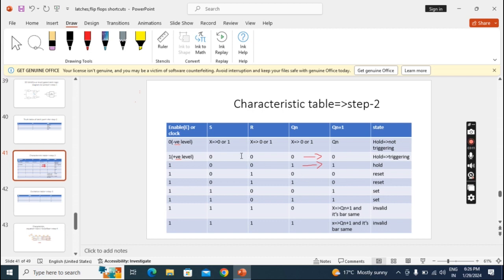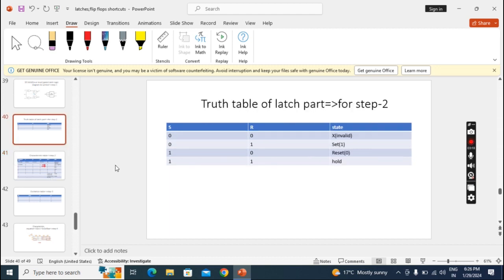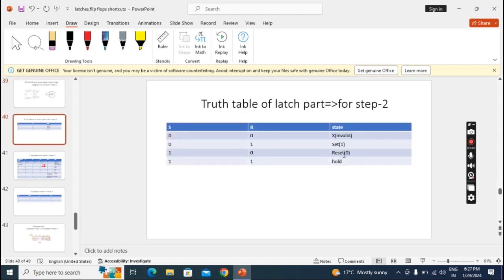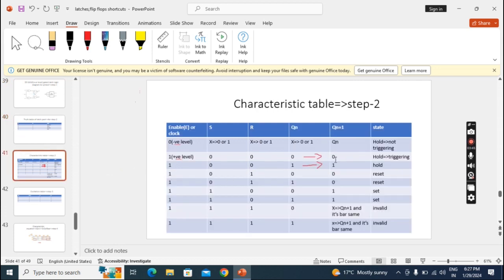Now I am applying S equal to 0, R equal to 0 and clock value 1. Then what will happen? Go to the circuit diagram. Here it is 0, here it is 0, here it is 1, here it is 1. If any one input is 0, the output becomes 1. It means 1, 1 are going to the non-gated latch. When 1, 1 go to the non-gated latch, hold will happen. So the circuit will become hold. It means Qn+1 becomes Qn only.